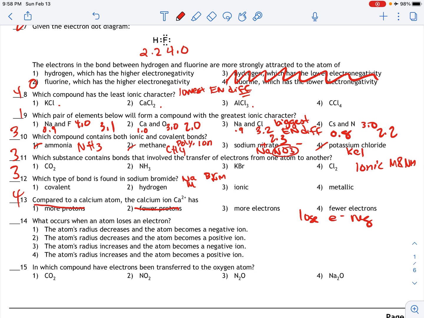Choice 4. What occurs when an atom loses an electron? So when you lose an electron, much like when you lose weight, you get smaller, so your radius decreases. And when you lose electrons, you become positively charged because electrons are negative.